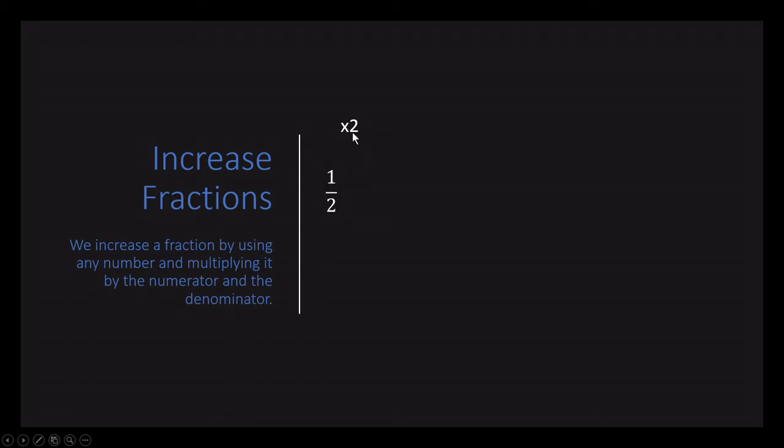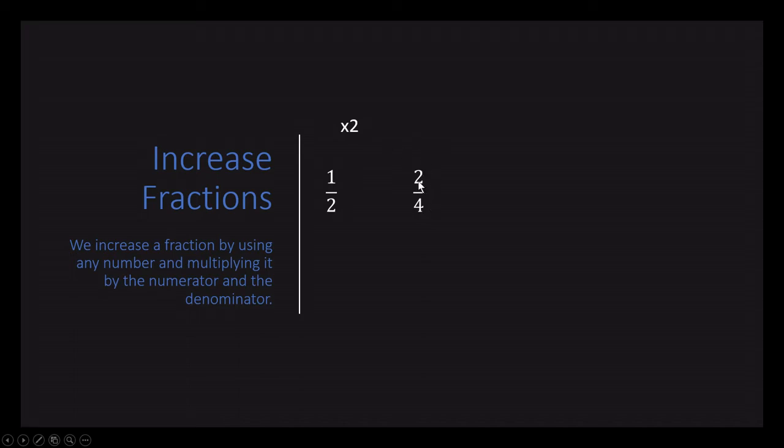2 times 1 is equal to 2, and 2 times 2 is equal to 4. And this, my friends, will be equal to 2 over 4. Okay, so I just increased this fraction right here by multiplying the 2 by both the numerator and the denominator, and I increased it to 2 over 4.